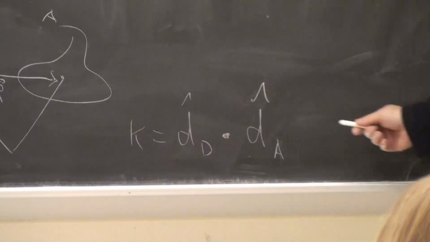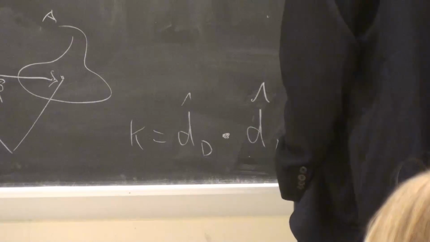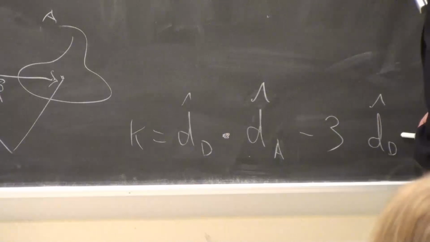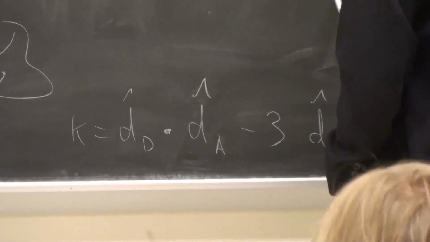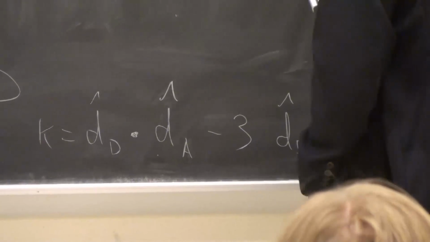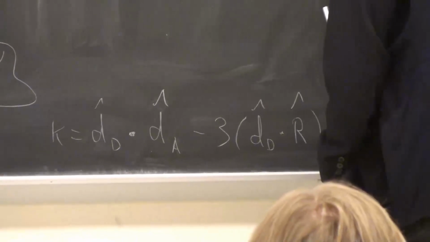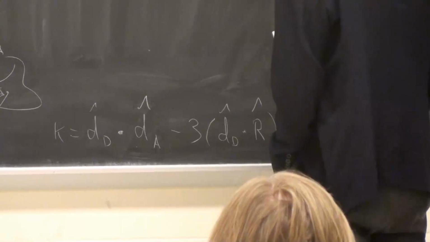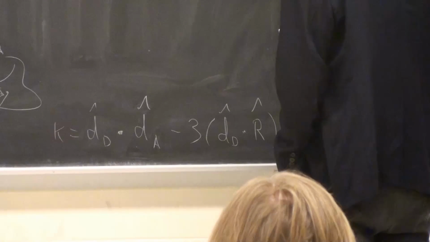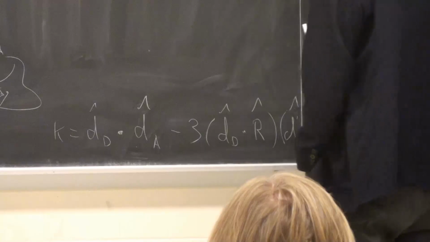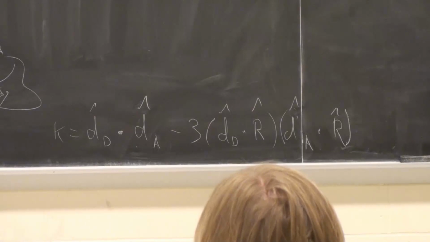So the magnitude is pulled out, and here we have just the unit vectors. Minus 3 times the direction of the transition dipole moment in D times the direction of this vector connecting the two, R, and then the same. So this is just one scalar product, and then we have another scalar product, same for A. The direction of A, transition dipole moment, multiplies the direction of R. So this is how we do it.